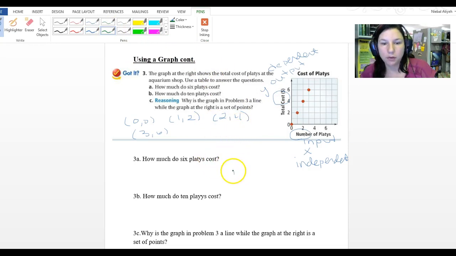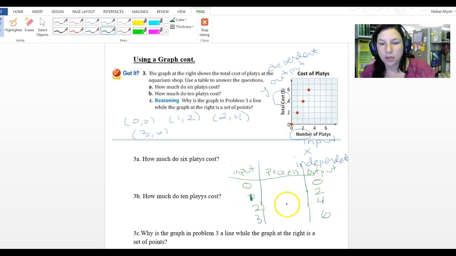You have your input, what the rule or process is, what's happening to it, and then our output. Okay, so our input, if I have no fish, costs me nothing. If I have 1 fish, costs me $2. 2 fish cost $4. And 3 fish is going to cost you $6. So what's the process? How are we getting from here to here, here to here, here to here?